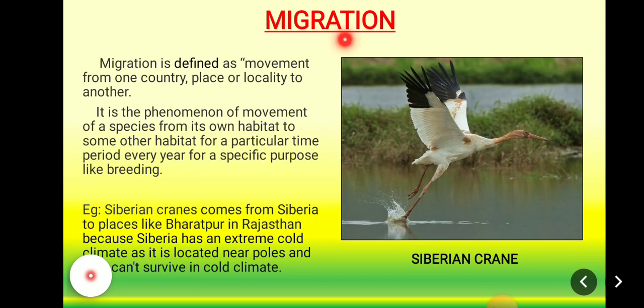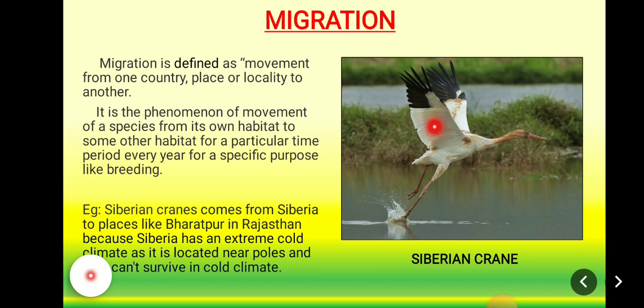Then the next topic is migration. Migration is defined as the movement from one country, place, or locality to another. It is the phenomenon of movement of a species from its own habitat to some other habitat for a particular time period, every year for a specific purpose like breeding.